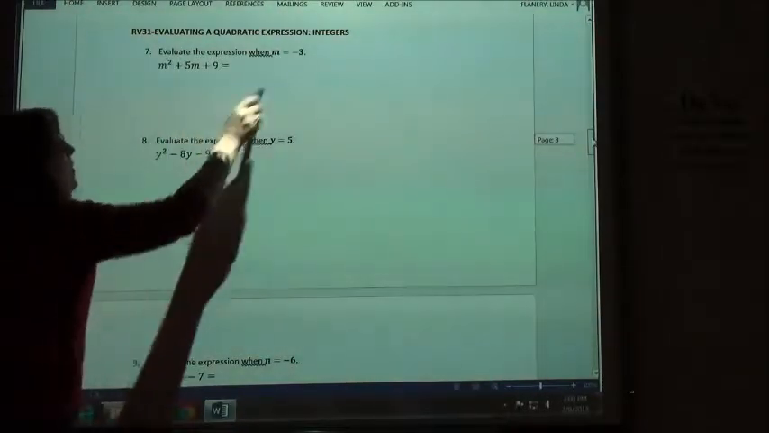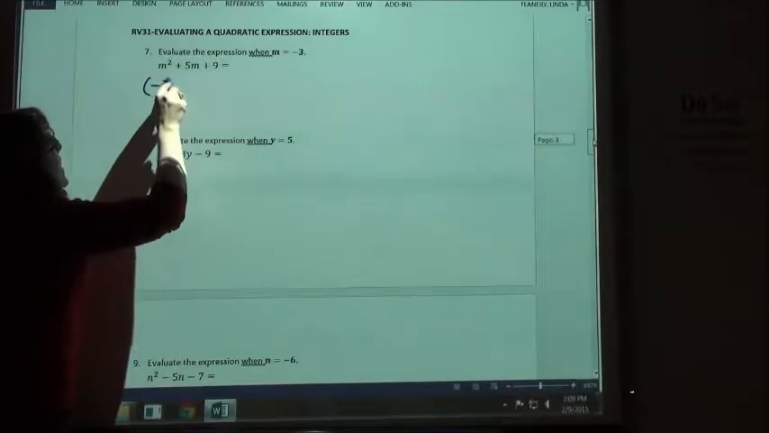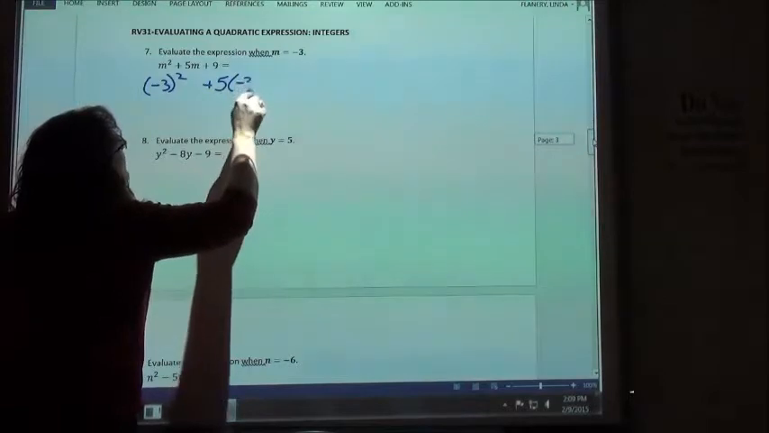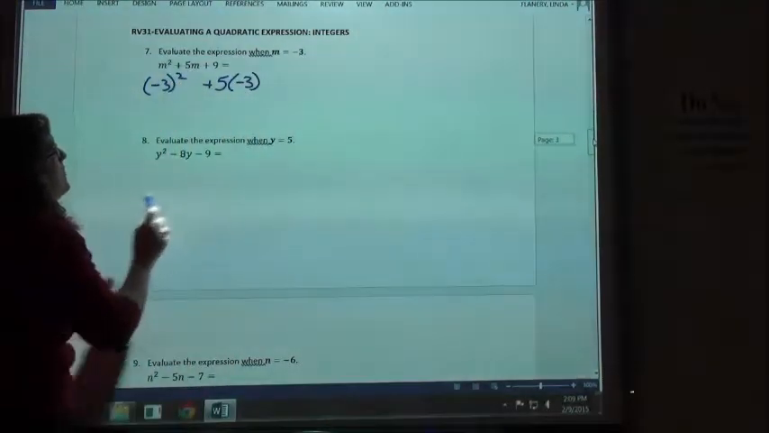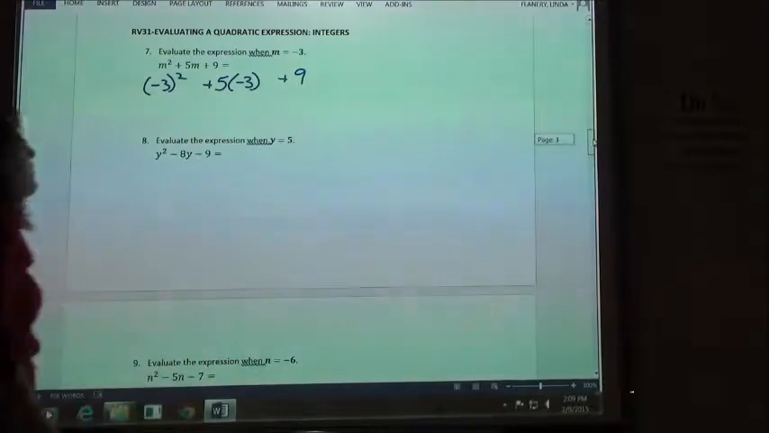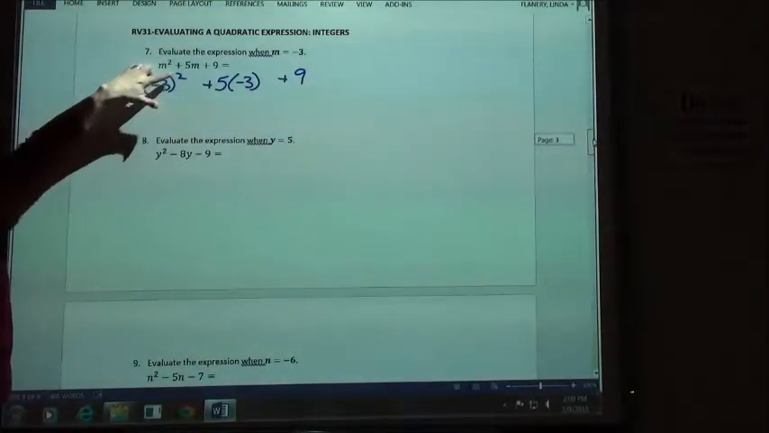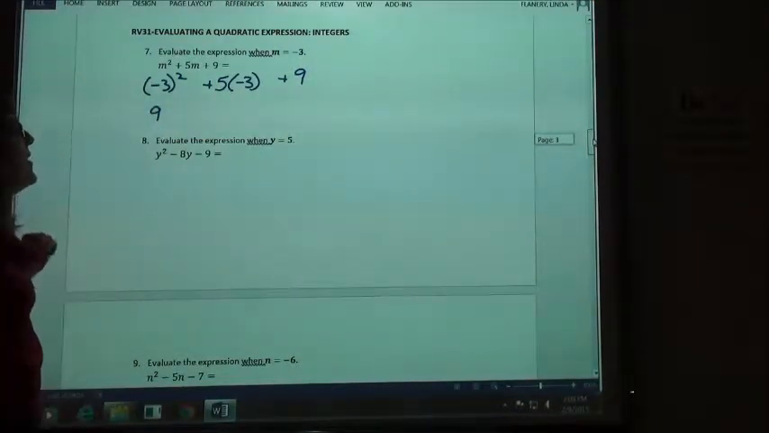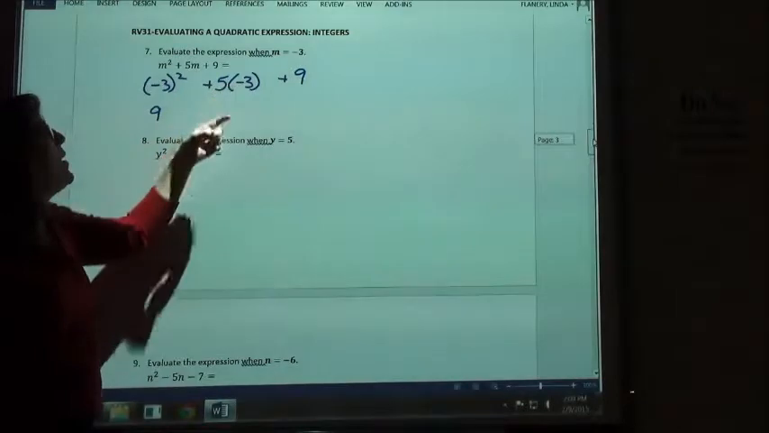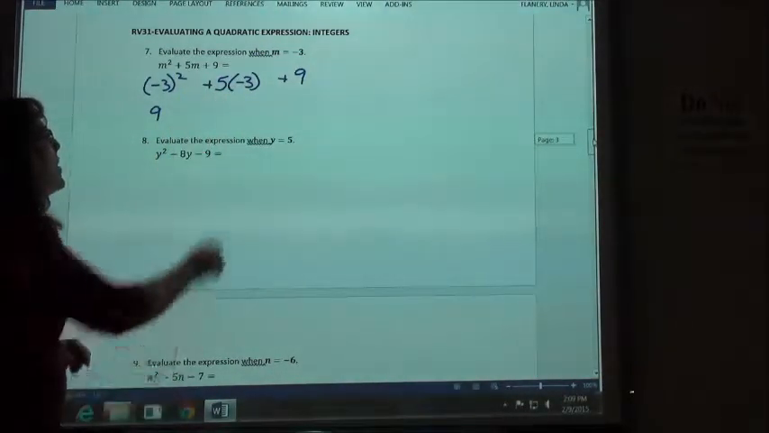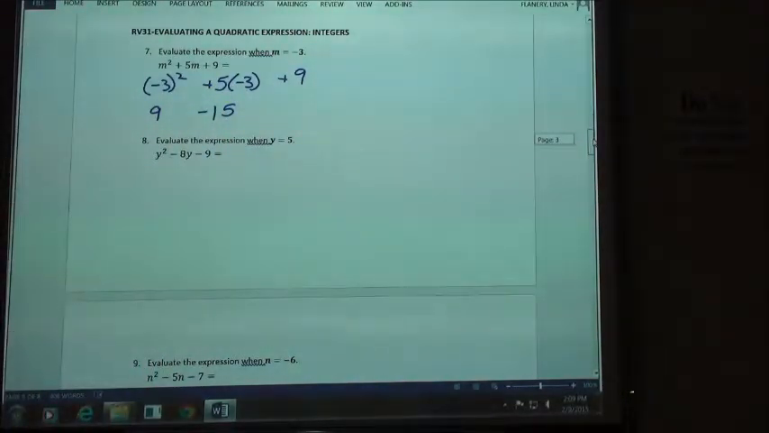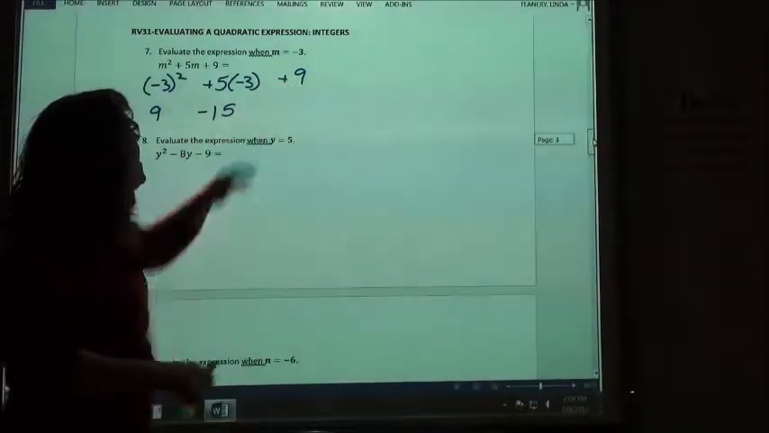So m squared means I'm going to take -3 and square it. Plus 5 times the m value, because 5m means 5 times m, plus 9. If I follow my order of operations, I do the exponent first. -3 times -3 is +9. Then I do my multiplying. Right here in the middle we had multiplying. +5 times a -3 is a -15. Notice I just wrote the sign of the answer. I didn't put plus a -15, which it technically is, but this looks like a mess. Then I have the plus 9.